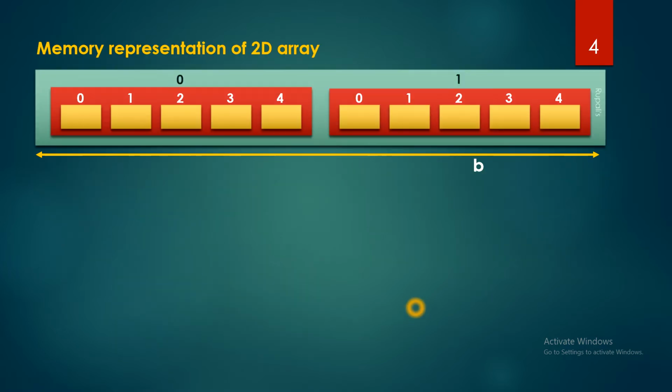Memory representation of a two-dimensional array. Actually, in memory it is stored sequentially. This is row 0, this is row 1 and these are the column numbers.